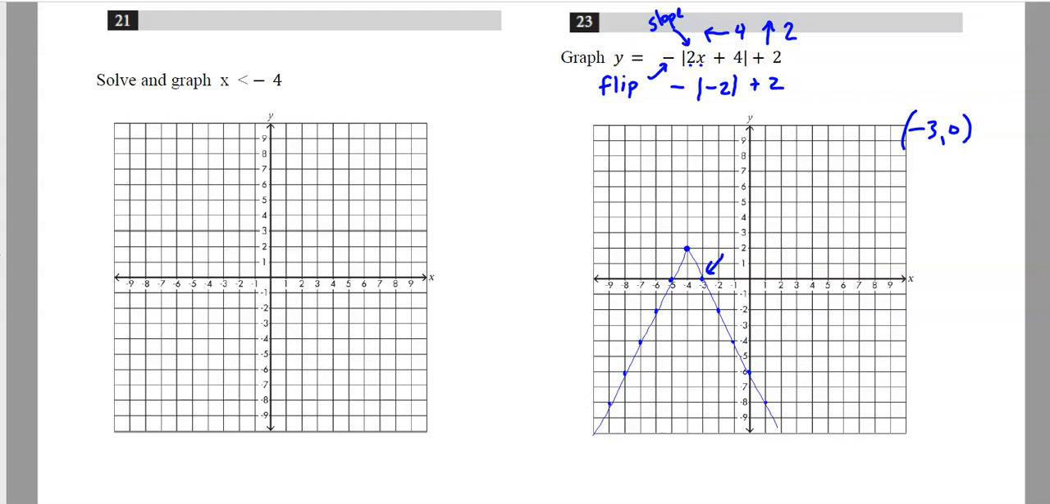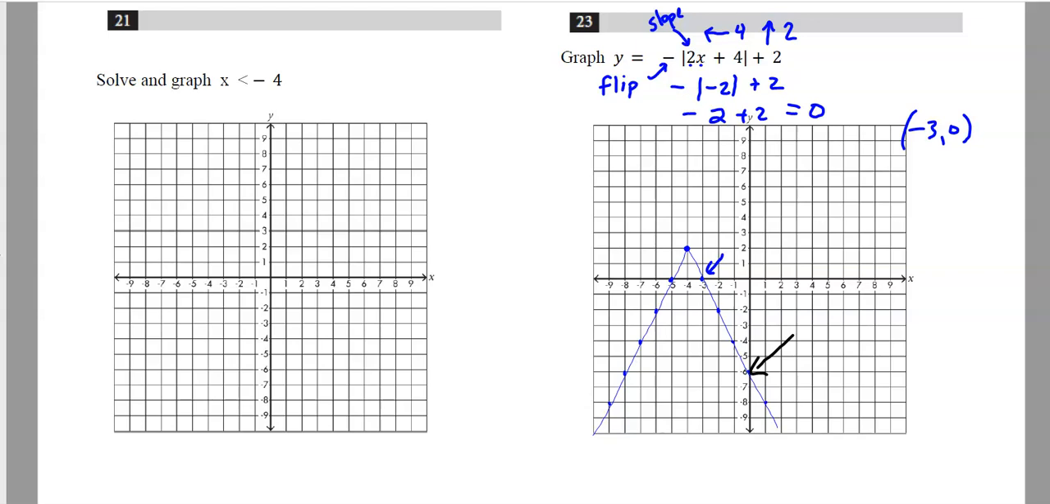Absolute value of -2 is +2. But then I got to bring the negative down. Oh man, I'm feeling pretty good. That point's on there. I could pick another point. Maybe I'll pick that point because that's got another 0 in it.